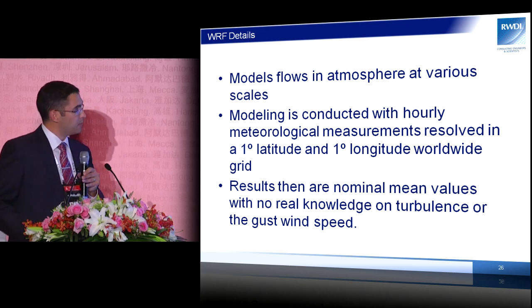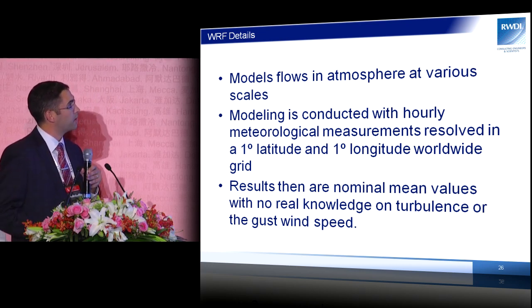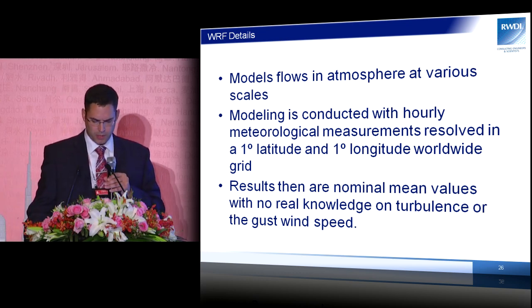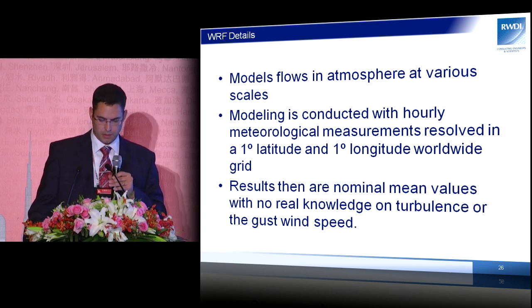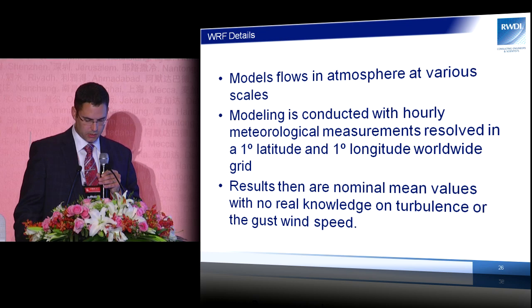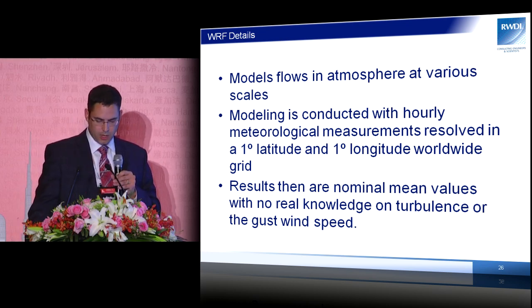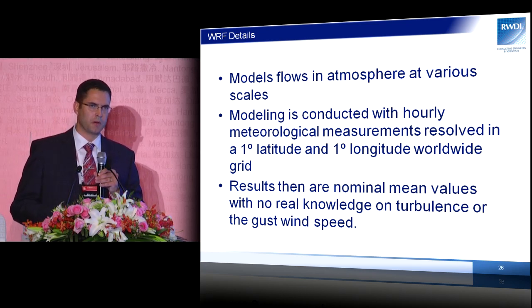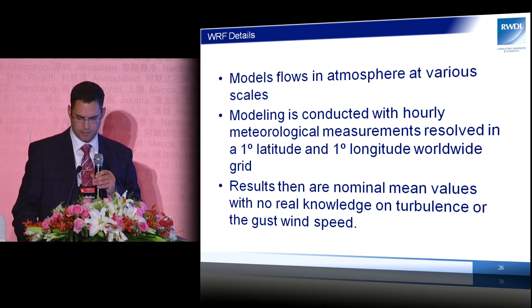So WRF models flows in the atmosphere at various scales, and the modeling is conducted along with the hourly meteorological measurements. We work from a global scale of data that's publicly available at 1 degree. In the United States or North America, you can usually get a little bit higher resolution, which improves the accuracy. But nonetheless, it's working at a global scale. Now, the drawback is that they're nominal mean values, so it doesn't give us a lot of information on turbulence. In fact, no reliable information on turbulence. So that's one of the open questions that we have for certain types of storms, such as thunderstorms, for example.